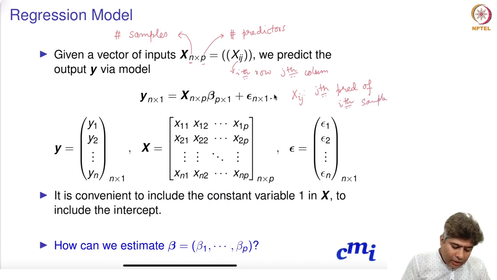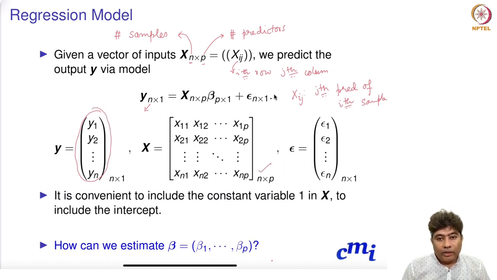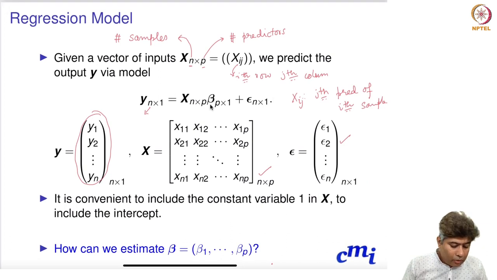Now, y has n rows, so n responses that we have here. This is the design matrix or X matrix, and this is the residual errors vector.